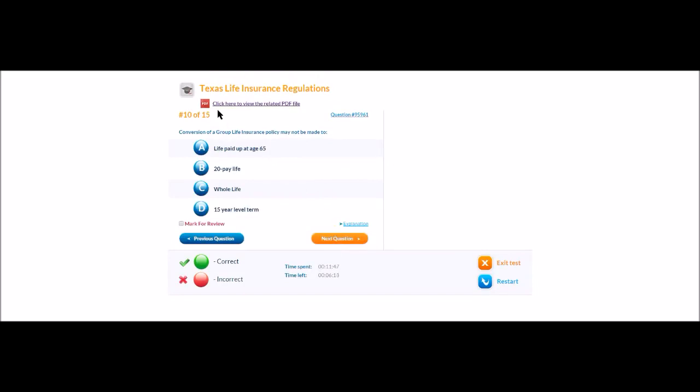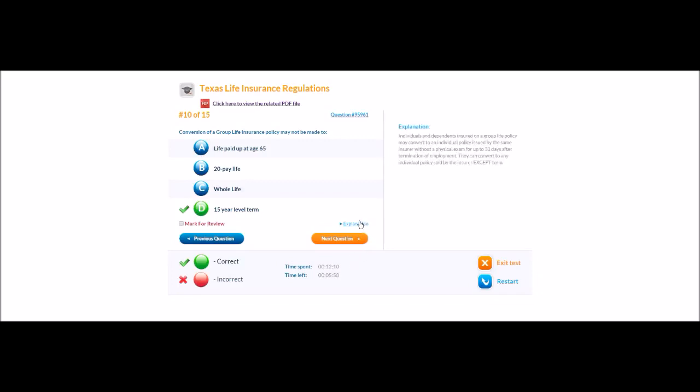Next. Number 10. Conversions of a group life insurance policy may not be made to A, life paid up at age 65. B, 23 life. C, whole life. D, 15 years level term. Okay, 15 years level term.